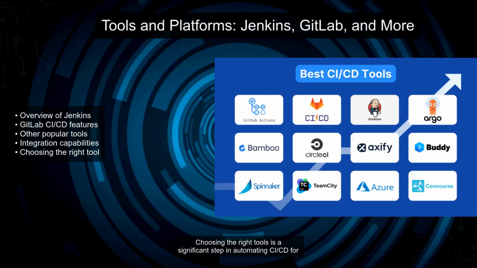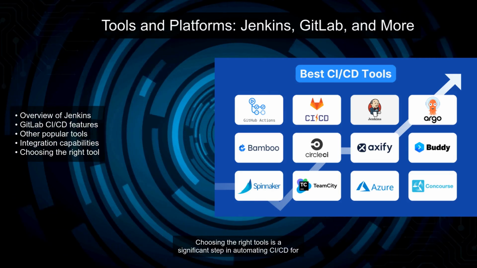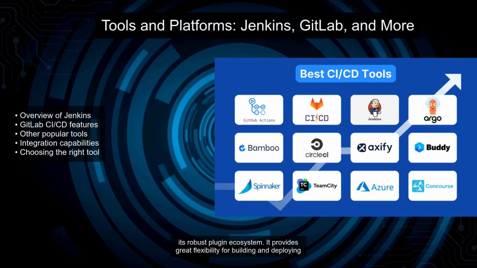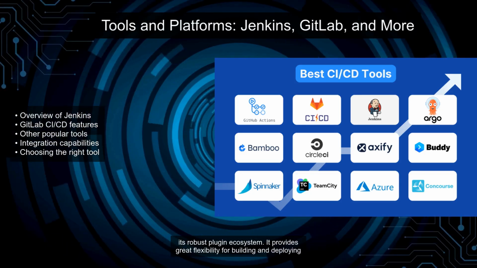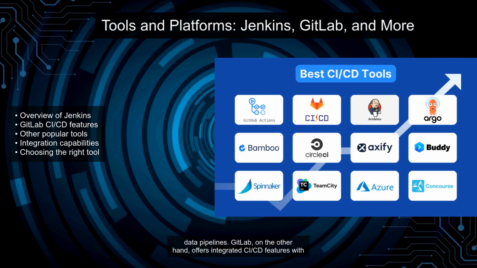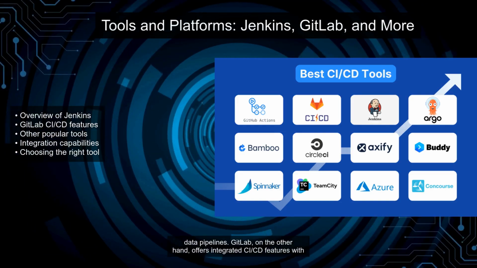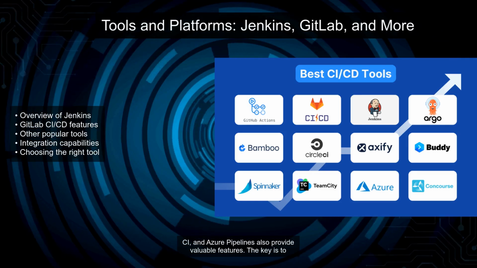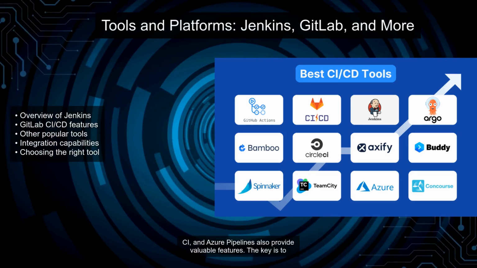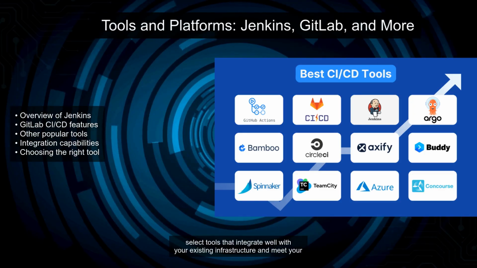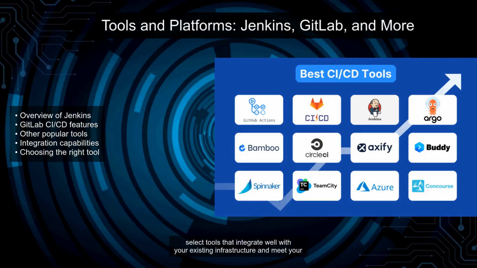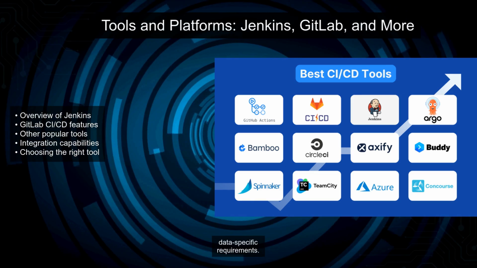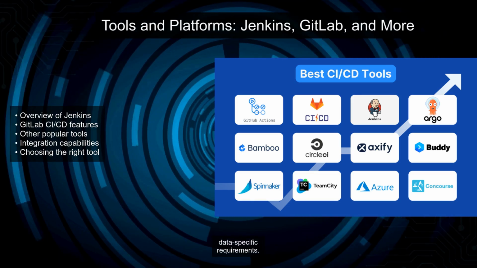Choosing the right tools is a significant step in automating CI/CD for your data pipelines. Jenkins is a popular open-source automation server known for its robust plugin ecosystem. It provides great flexibility for building and deploying data pipelines. GitLab, on the other hand, offers integrated CI/CD features with version control, making it a comprehensive solution. Other tools like CircleCI, TravisCI, and Azure Pipelines also provide valuable features. The key is to select tools that integrate well with your existing infrastructure and meet your specific needs in terms of scalability, ease of use, and support for data-specific requirements.